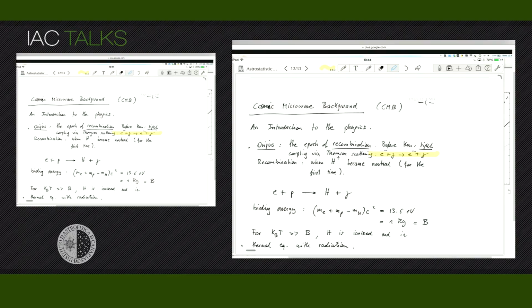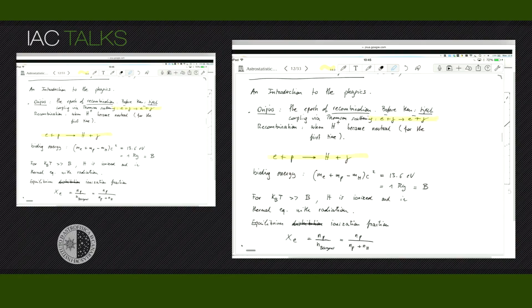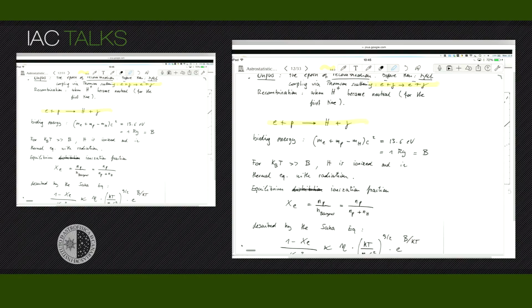That's to say, we have a process like this where we have electrons and protons recombining, giving you hydrogen and photons. Now, you might be tempted to use a simple back-of-the-envelope calculation to estimate the energy scale at which recombination happened. And of course, the energy scale is given by the binding energy of the hydrogen atom, the difference between the mass of the electron plus the proton and the mass of the hydrogen atom. That's, of course, a Rydberg, the ionization energy of hydrogen, which is 13.6 electron volts.